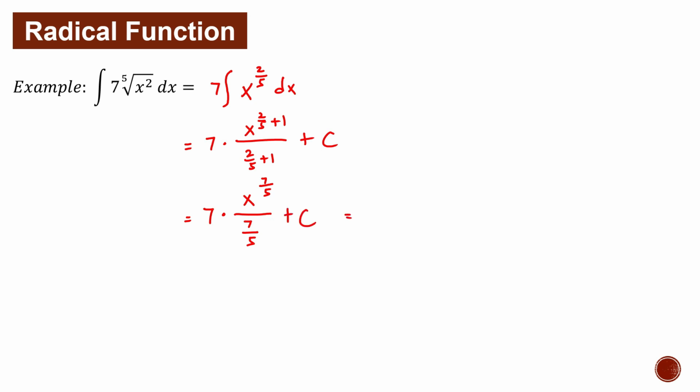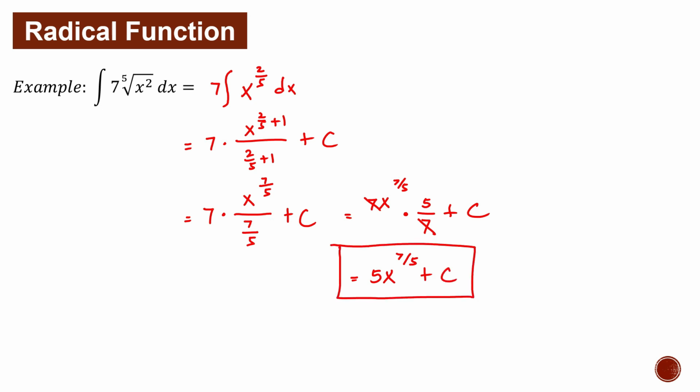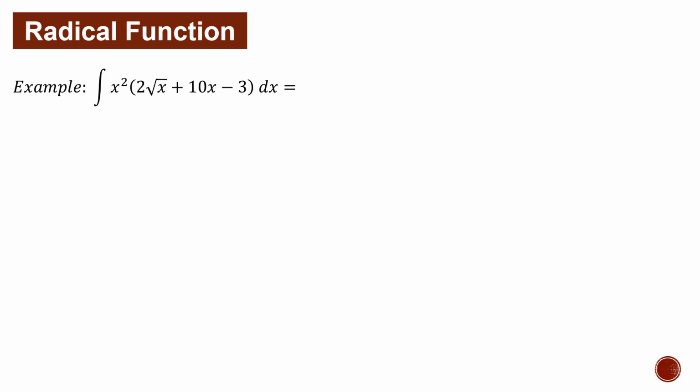So now this is going to be equal to 7 x 7 over 5, right, times the reciprocal, because this is a complex fraction here, the reciprocal of 7 over 5, which is 5 over 7. And as you can see, we can cancel out the 7 here, and that's going to give us the final answer, which is 5x raised to 7 over 5 plus c. There you go. Okay, we are down to the, I think this is the last example.